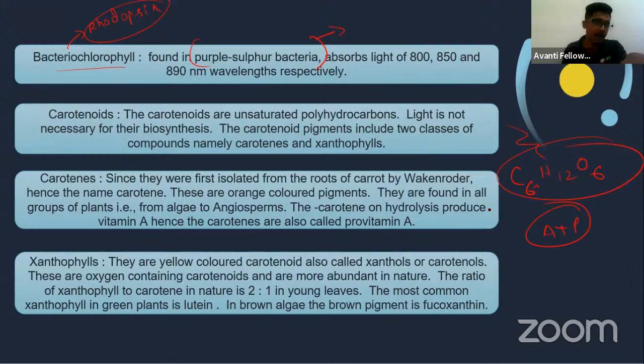But bacteria having bacteriorhodopsin, they don't do this. They directly break down these chemicals and convert this into direct energy. They only get ATP. There is nothing called formation of glucose. So these are the unique things.